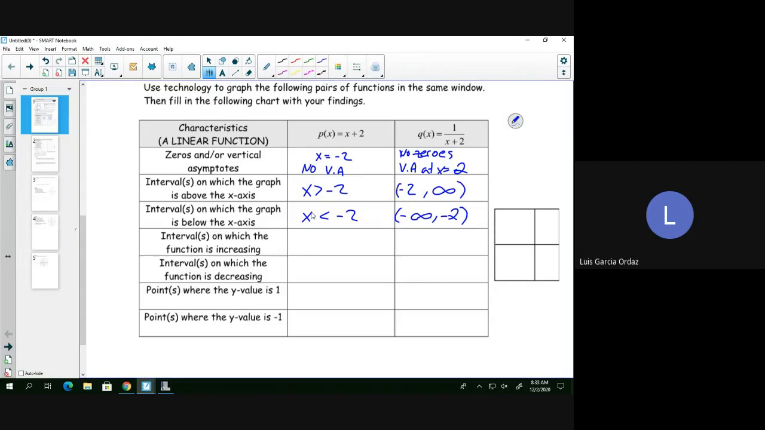Okay, this one should be pretty easy just based off the equations. The intervals in which the graph is increasing for x plus 2: always. So from negative infinity all the way to positive infinity. And is the graph increasing on the reciprocal? Remember, we always read it from left to right. No. So there's no intervals.